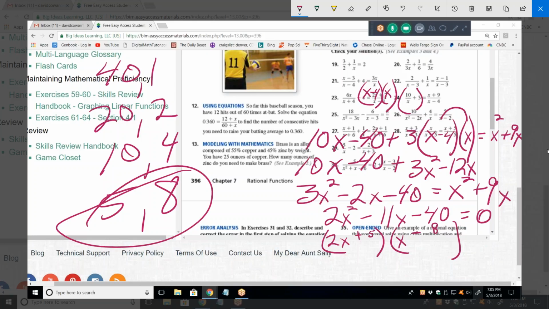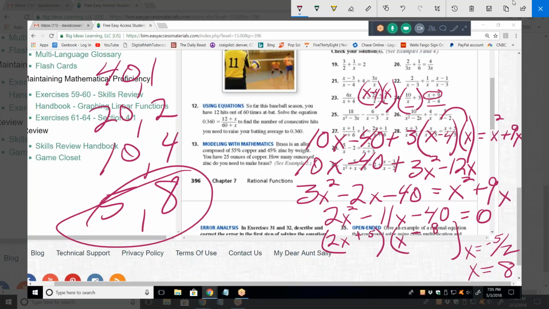So what are my solutions? x equals 5 halves, and then x equals 8, sorry. Which one were we doing? 24? Yes. Neither of those appear to violate any domains, and the only domains that we could violate would be in the denominator. There's nothing wrong with x plus 9 being equal to 0. You just can't have x be equal to 0, and you can't have x minus 4 be equal to 0.